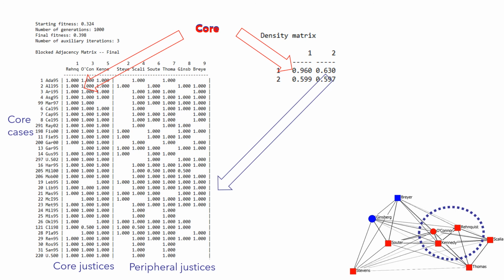The most peripheral block is in the lower right. Its density is the lowest, 0.597. In this video, we learned how to analyze two-mode networks. I'll show you how to use UCINet to run the analysis in a different video.